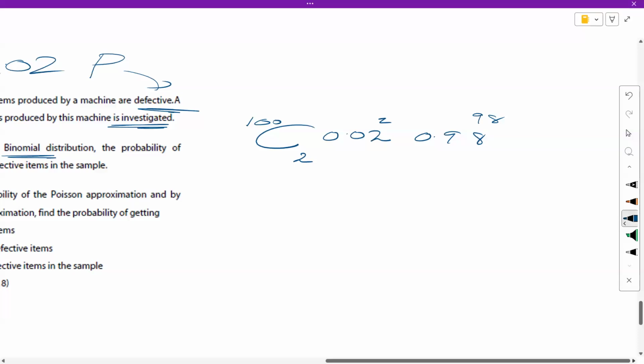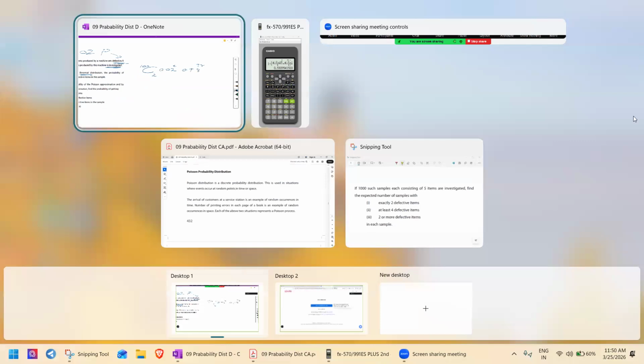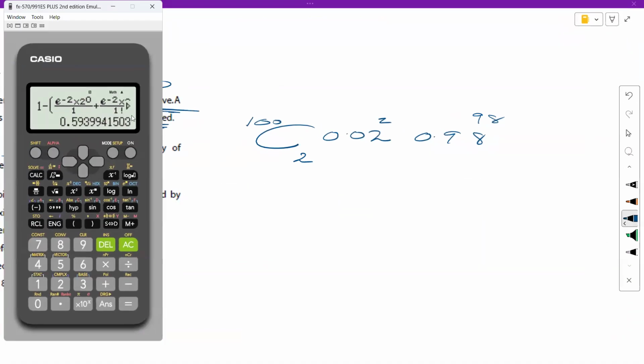So when we apply this, let us check the probability. 100C2 into 0.02 power 2 into 0.98 power 98. We get 0.2334.